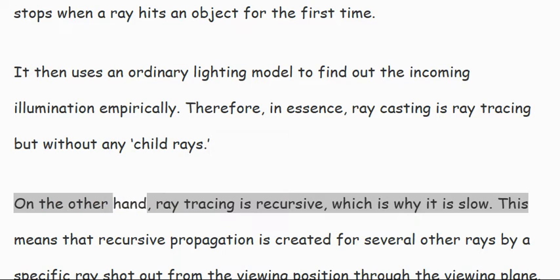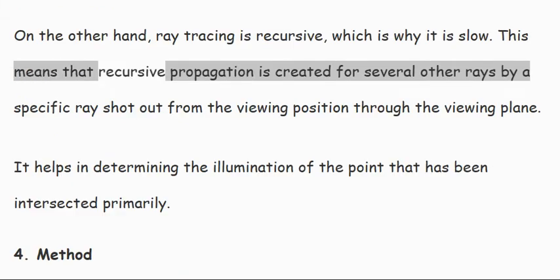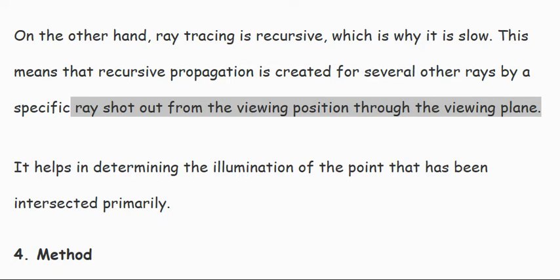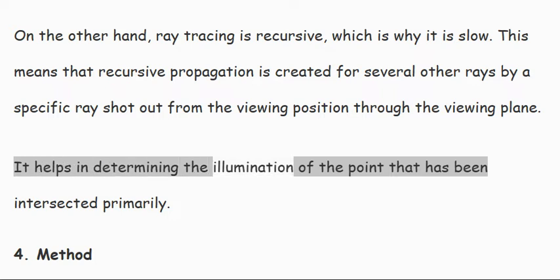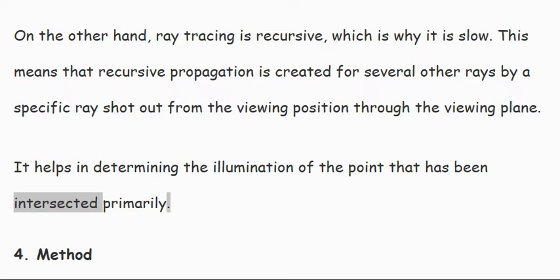On the other hand, ray tracing is recursive, which is why it is slow. This means that recursive propagation is created for several other rays by a specific ray shot out from the viewing position through the viewing plane. It helps in determining the illumination of the point that has been intersected primarily.